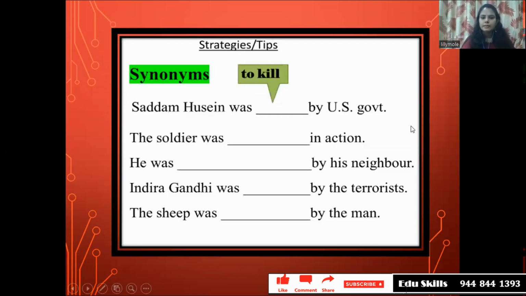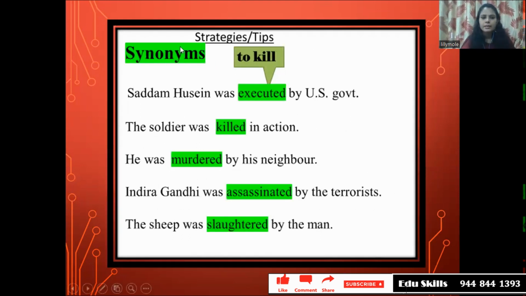The next one is the strategies and tips to explain this skimming and scanning. That is the synonyms. For example, the word kill. There are five types of synonyms for this word kill. Saddam Hussein was executed, the soldier was killed in action. These are all synonyms of the word kill. So we can see what they are. If we use kill, Saddam Hussein was executed. That is a synonym of kill.